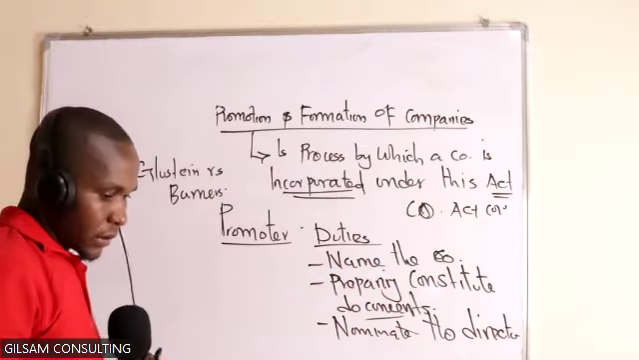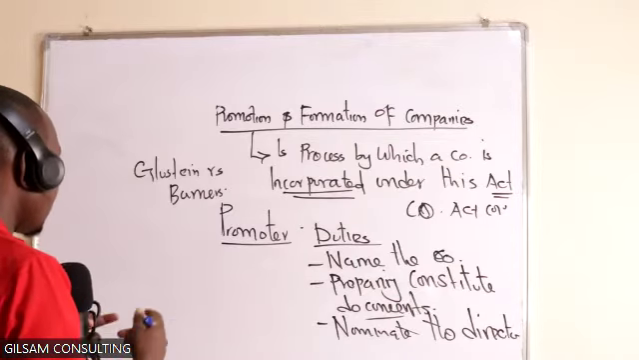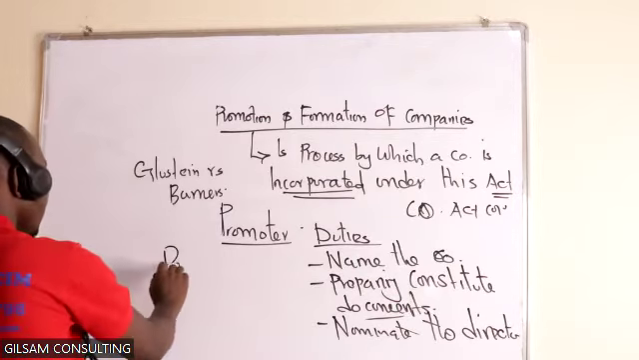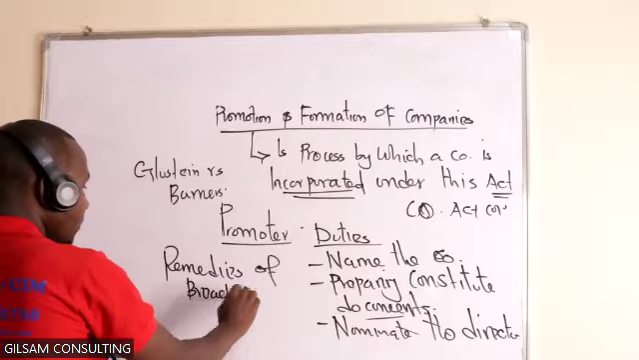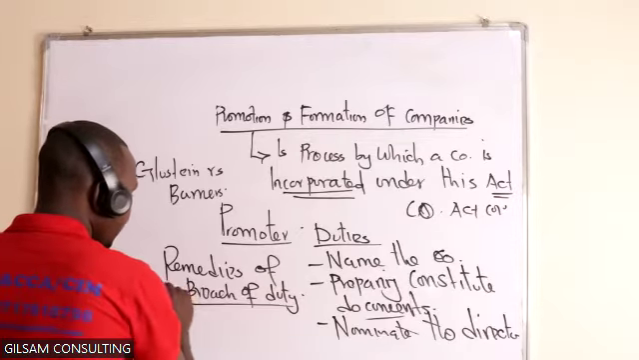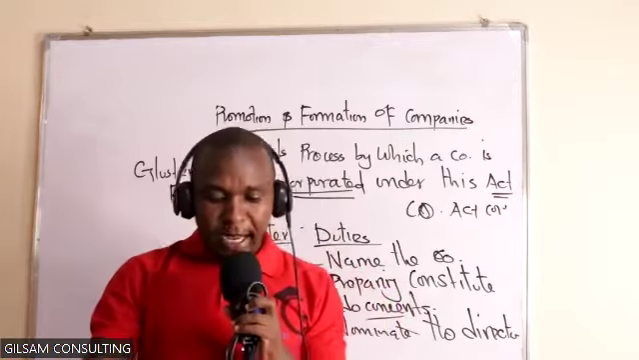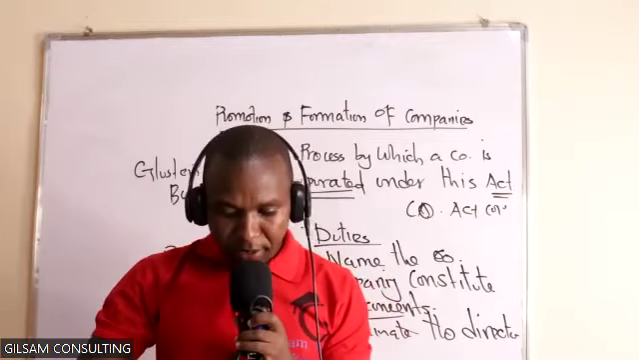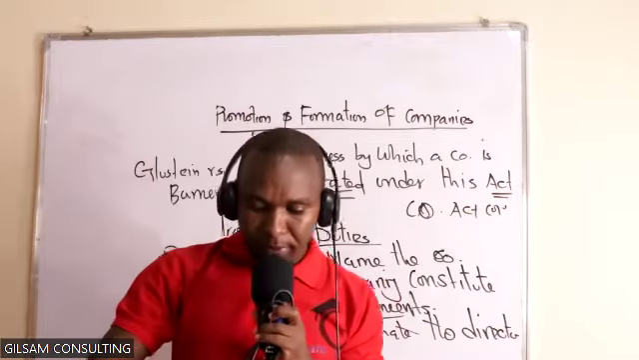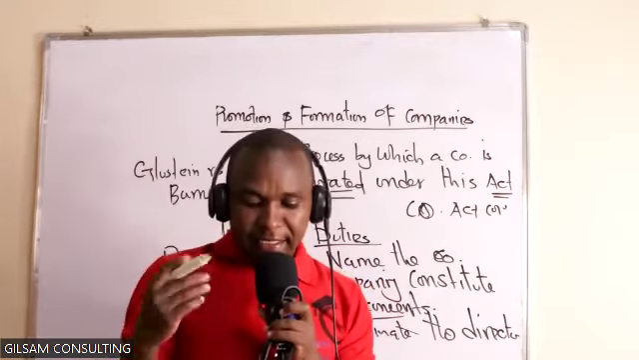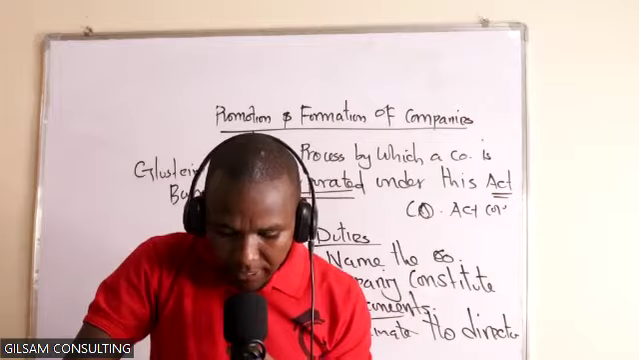The remedies of breach of duty. The first remedy is where a promoter has made a profit through the sale of a private property to the company. The company may rescind or avoid the contract and recover the purchase price.